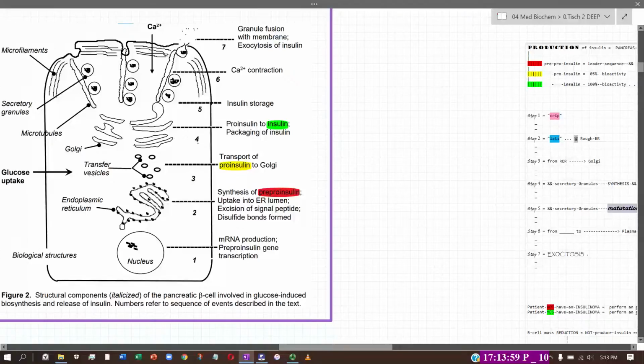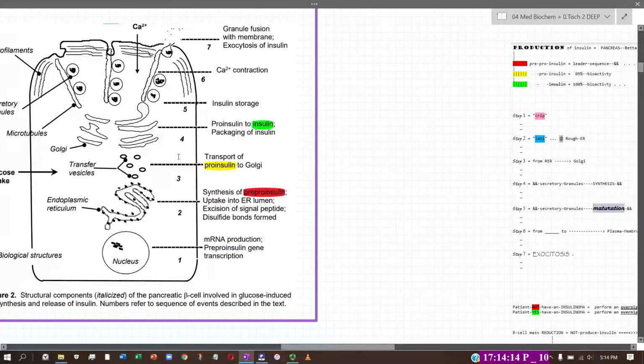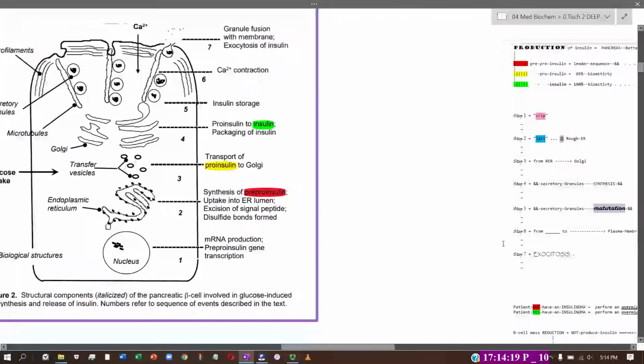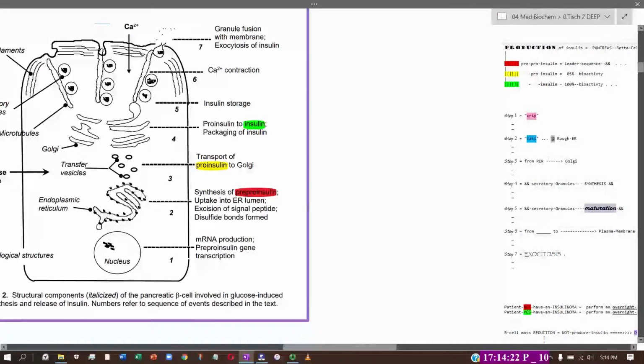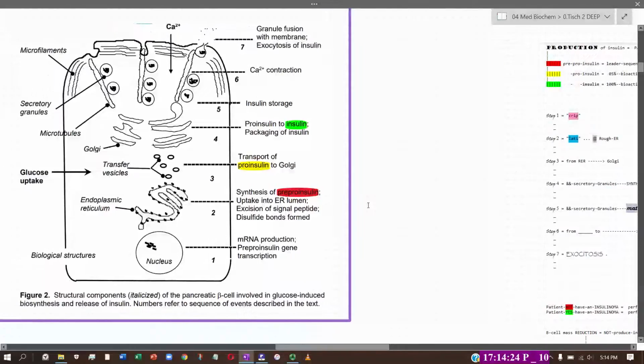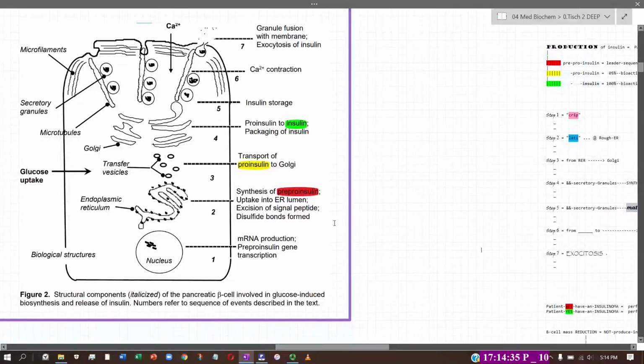And then step 4 is secretory granules, the synthesis. You synthesize secretory granules. And then step 5 right here, the secretory granules experience maturation. And during step 6, you go from the something to the plasma membrane, I guess from the Golgi. So I'll fill that in later as these notes get fine-tuned. And then step 7 is exocytosis, when the proper signals are received. So there you go. That's figure 2.